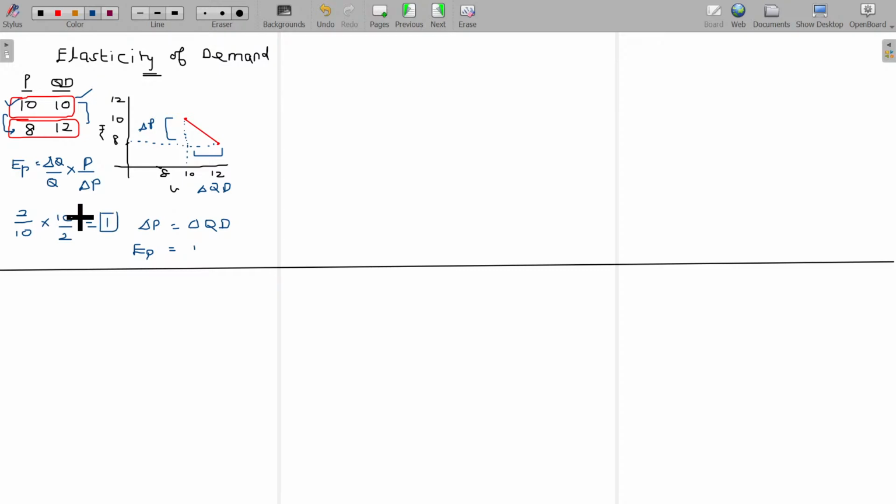This is called unit elasticity. Unit elasticity means the magnitude of change in the price will have the same magnitude of change in the quantity demanded. They both will be the same. If you plot in the graph, you can see the change in the y-axis as well as the x-axis will be the same value. Okay, clear? This one is also equal to this one, more or less. Now, this is called unit elasticity.